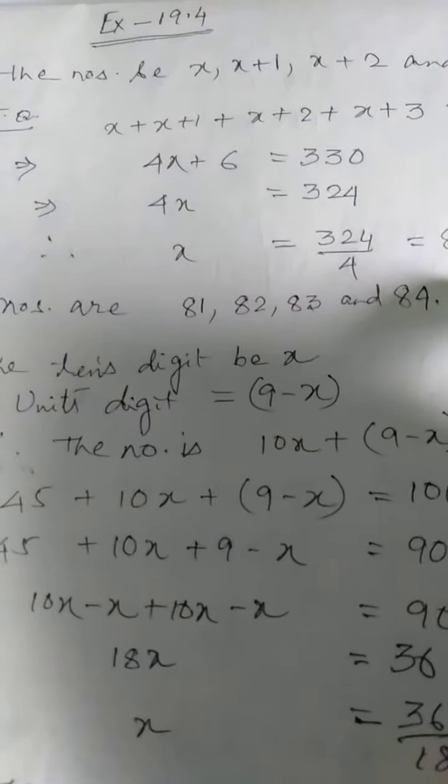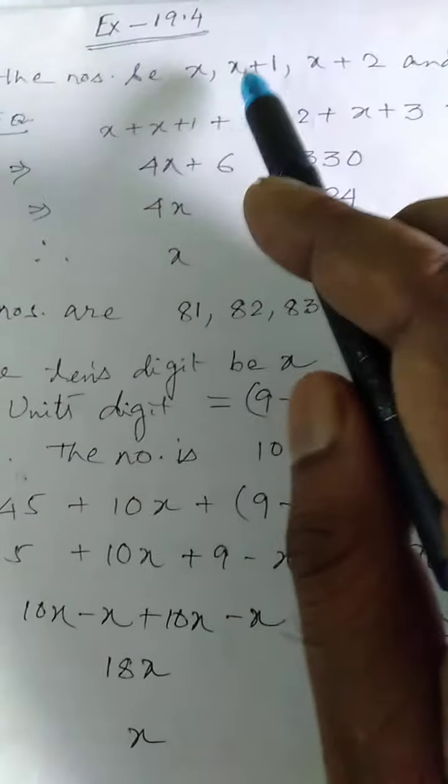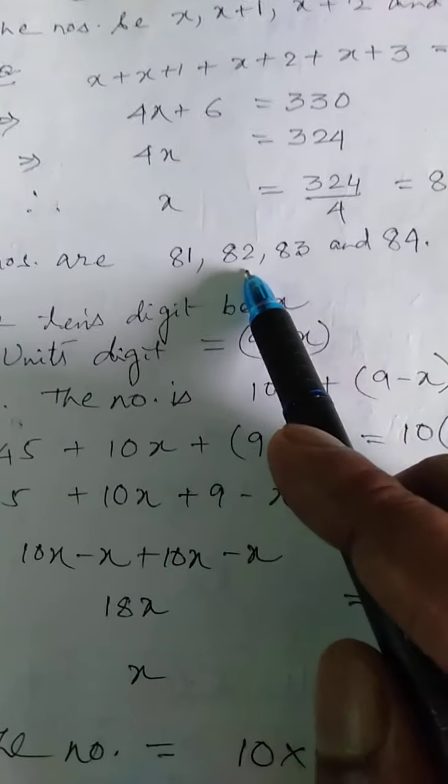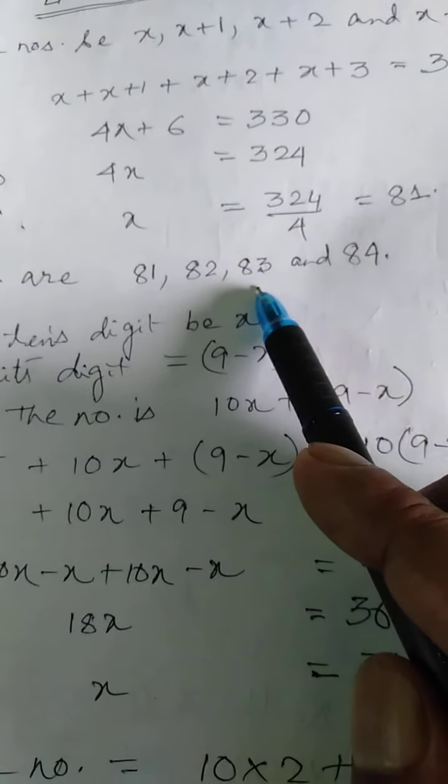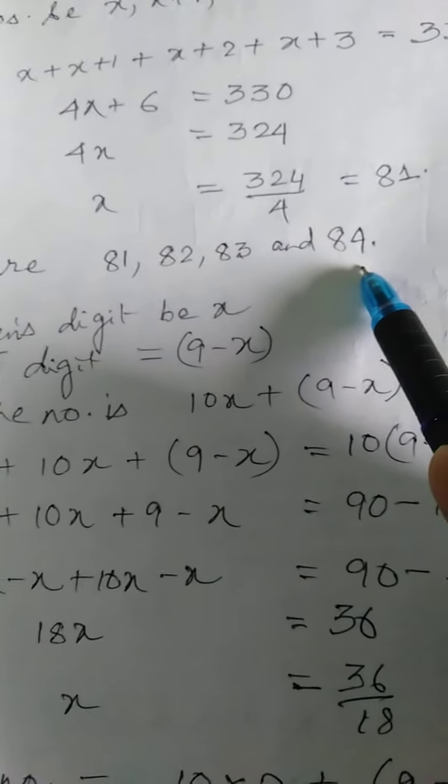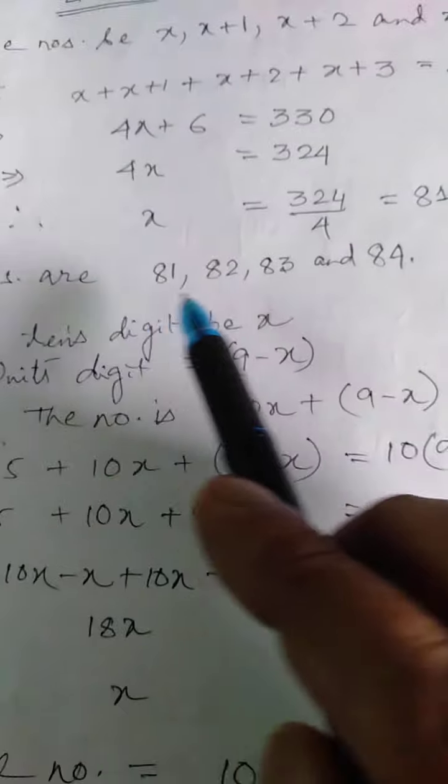So x is 81. So the first number is 81. Therefore the second number will obviously be 82. The third number will be 83, and the last number will be 84. So this way we can find the numbers. Okay. Now we are going to question number 3.